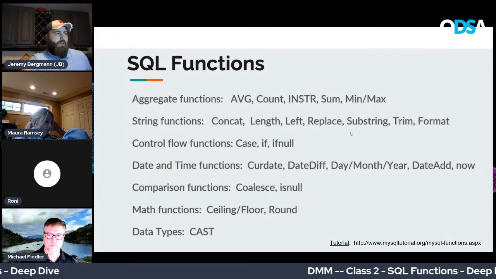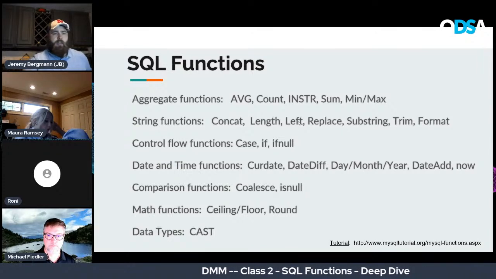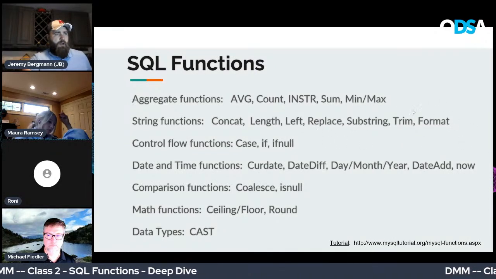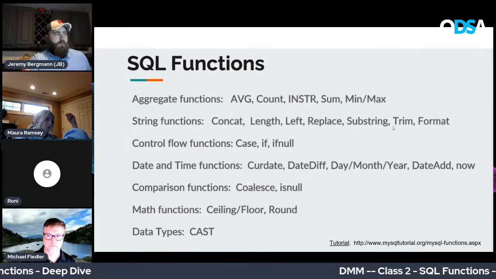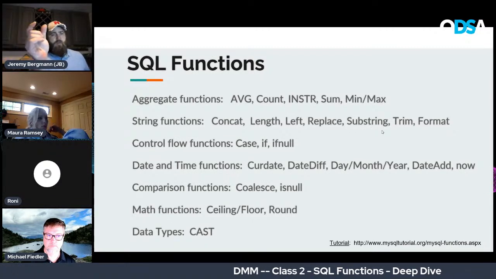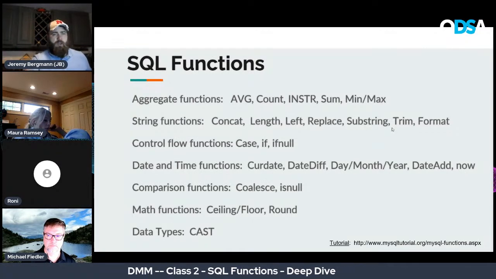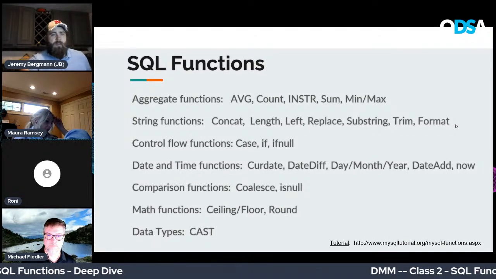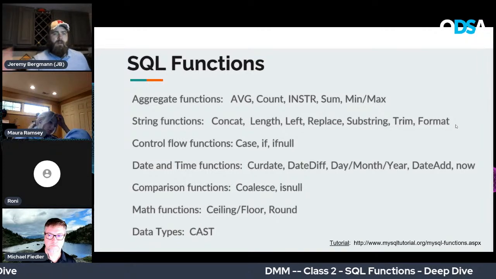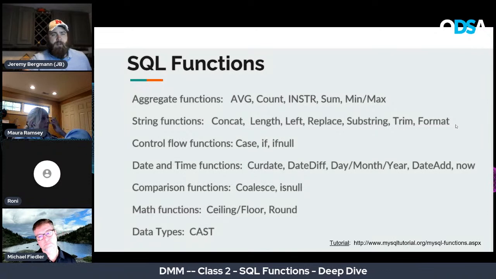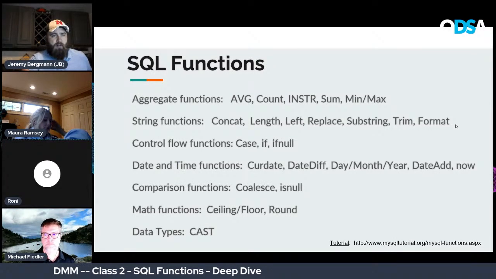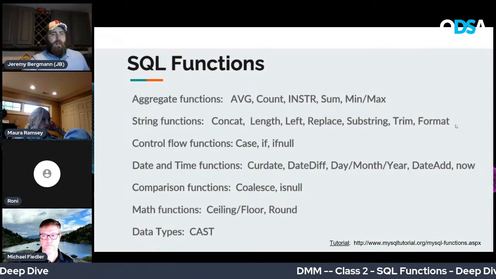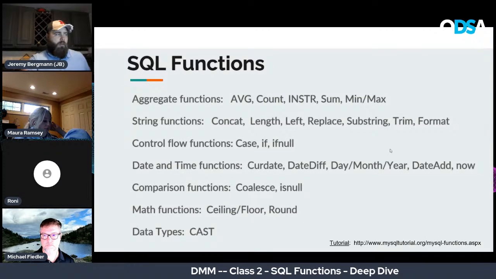You have your left and your right functions, so you can get the left and rightmost characters. That gives you a pretty good feel for the rest of these. Also, substring lets you get the middle of a string, and with trim you can trim off the blanks off the front and the back of a string. One of the data types we saw was varchar, which can be variable length, and sometimes there are spaces there. Trim is a good way to take off those spaces.